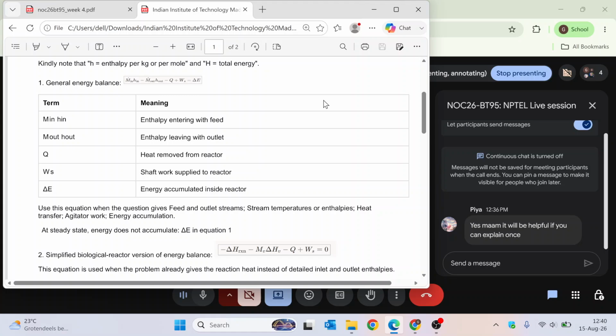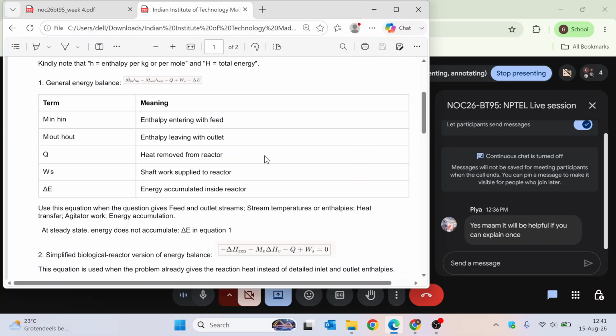So these are the ways in which energy can go into the reactor and come out of the reactor, and what remains is the energy accumulated inside the reactor. That is the del E term. So this is the first equation. You have to use this equation when your question has your feed and outlet streams, like how many kilograms per minute or how many moles per minute are entering the reactor and what the specific enthalpy is. When you have all this data, you can use this.